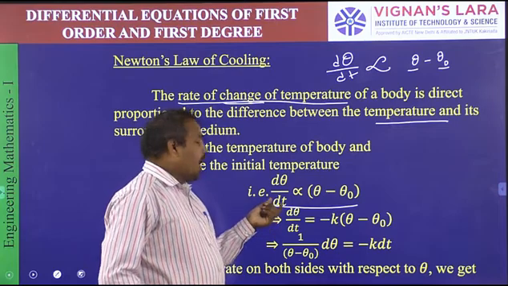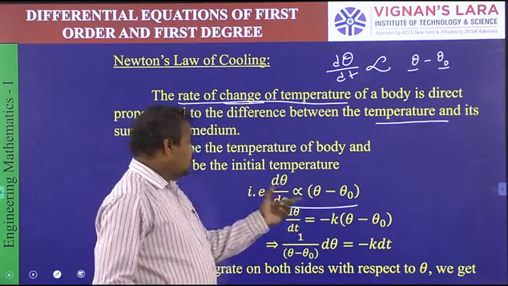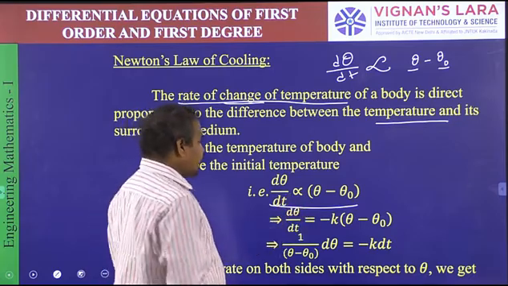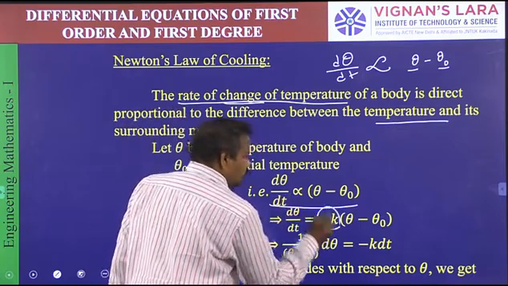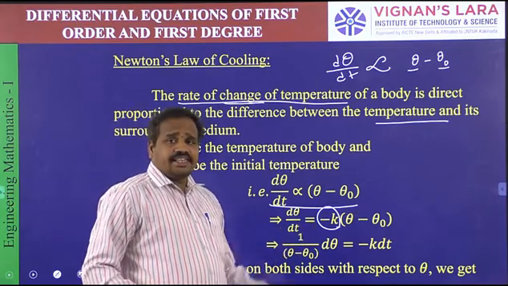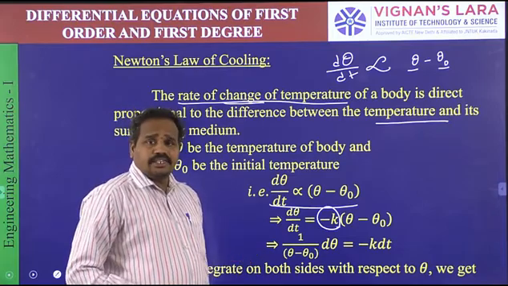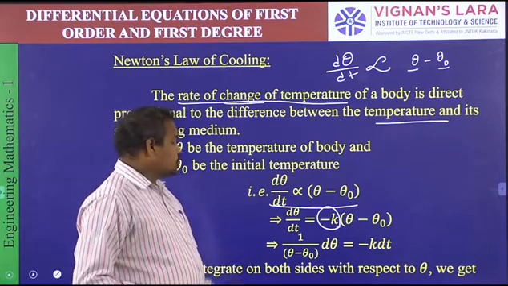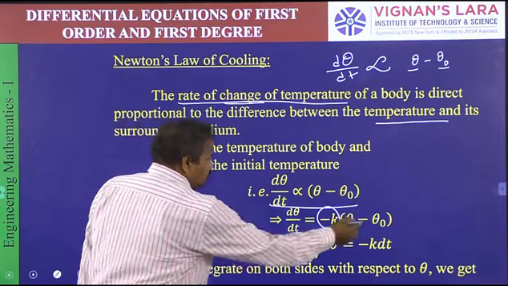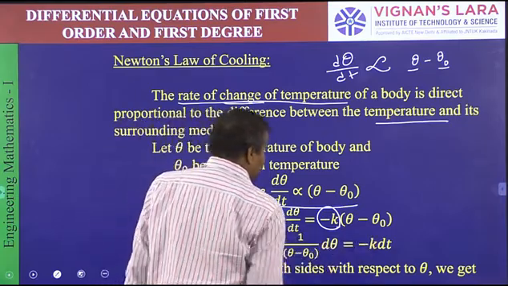Here, if you observe, it is inverse proportion. Why? Because as time increases, this will decrease. So in that way, I take a negative constant k. So d theta by dt is equal to minus k into theta minus theta naught. Use the variable separable technique for evaluating the solution of this equation. That means bring theta minus theta naught to the left hand side, and dt to the right hand side.